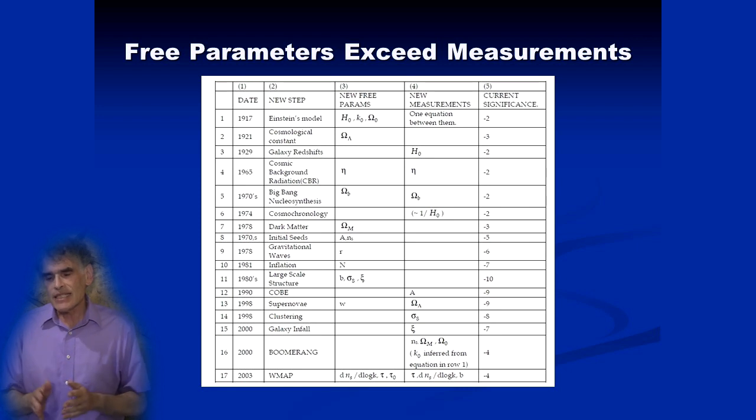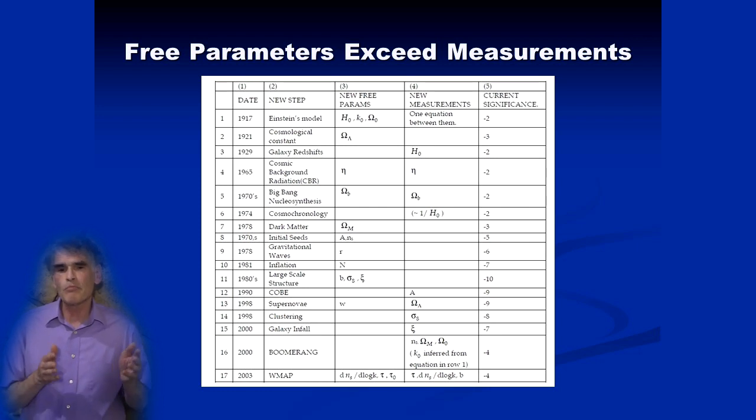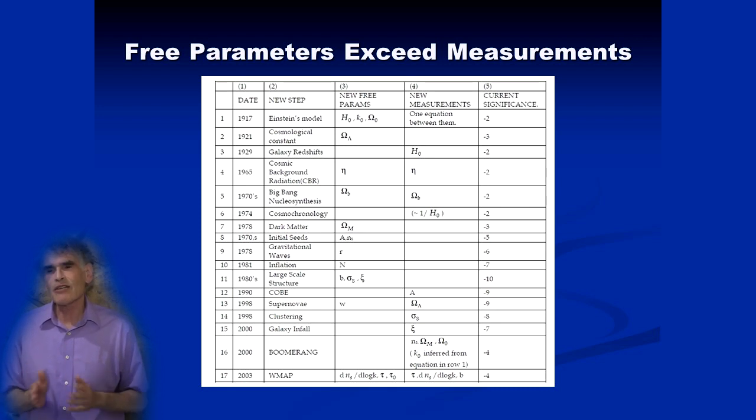And as Mike Disney, who made this chart, points out, one of the fundamental problems with the concordance model is that it simply expands the number of free parameters every time there's new conflicting observations. And in fact, the number of free parameters has always been more than the number of independent observations, which means the theory has no predictive value. And as we all know, science is only useful if it has predictive value.